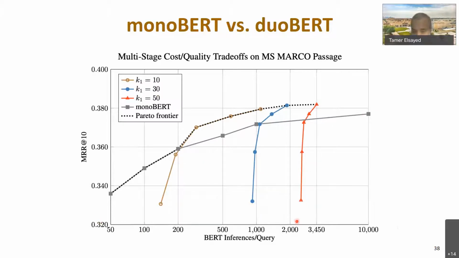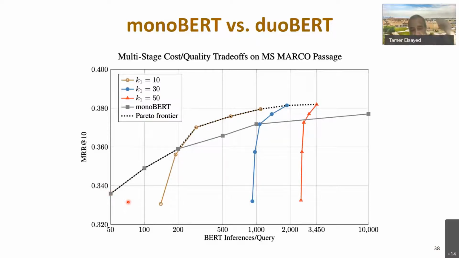And we said that on the y-axis, this is the effectiveness in terms of mean reciprocal rank at 10, and on the x-axis the number of calls to BERT. If we look at the gray curve, that means that when we re-ranked 50 documents coming from BM25, because mono BERT works on whatever comes from BM25, we got maybe 0.338, something close to 0.34.